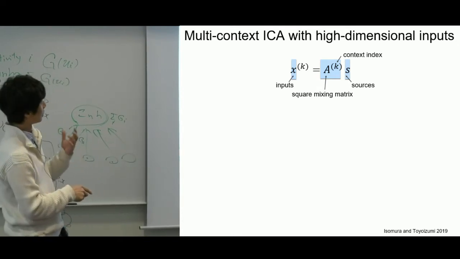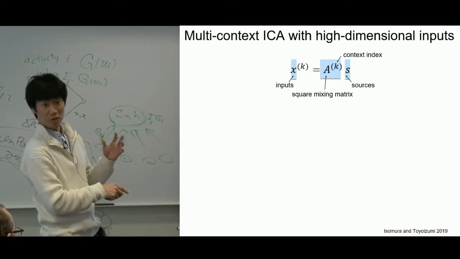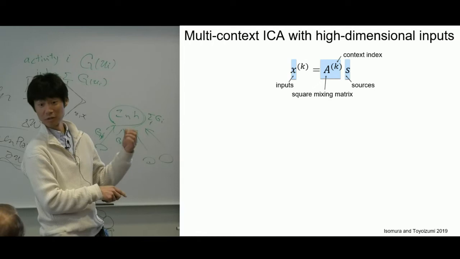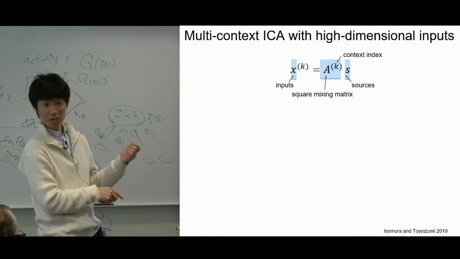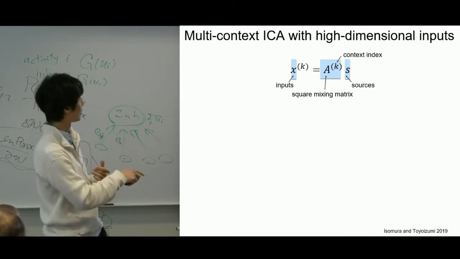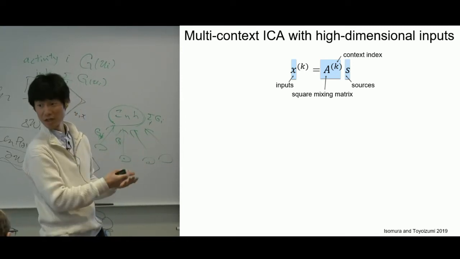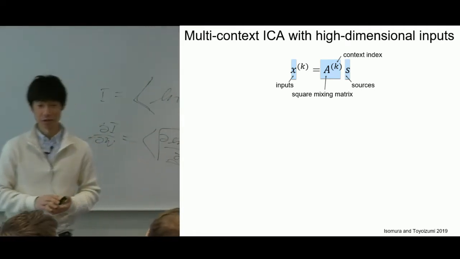But in multi-context ICA, this mixing matrix can be context dependent. In a different context, the way of mixing may be different. In that case, at every context, you need to calculate the inverse of A again, and that requires relearning from scratch.